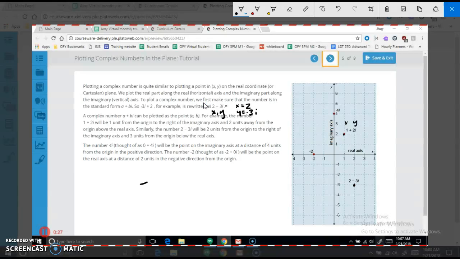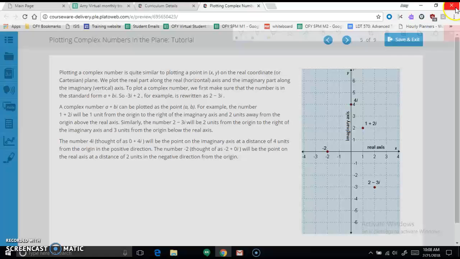We can do this with anything. Say we had negative 4 plus 6i. That would be x, that would be y. We would have negative 4 on the x right here, and 6i would be here on the y-axis. Okay, so that's how we plot.